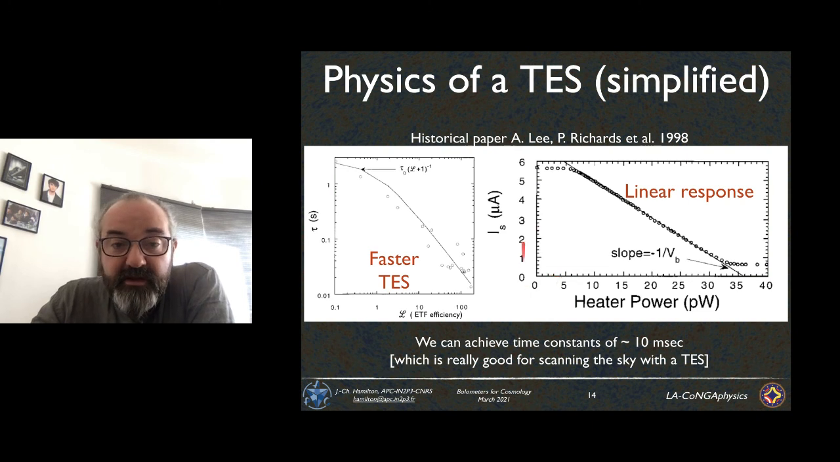On the other plot, here is the response of the bolometer, the intensity that is measured, the output of the TES, as a function of the power dissipated in the bolometer with a heater, but it would be the same with optical power. And you can see that there is a very good linear response that is exactly 1 over V, the bias voltage of the bolometer. So in the ETF mode, bolometers are both linear and very fast, which is very, very good for scanning the sky with a transition edge sensor.